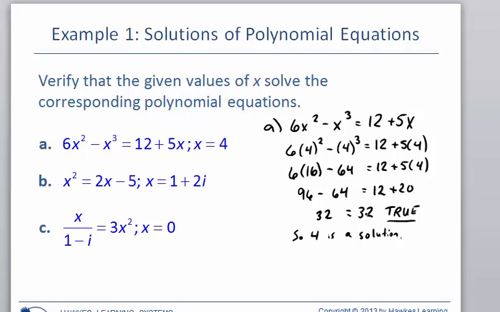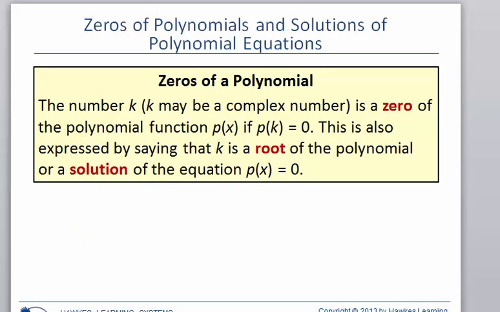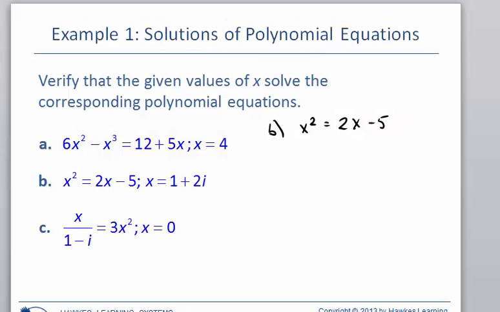Let's go ahead and look at part B of this same problem. For part B, we're given the polynomial equation x squared is equal to 2x minus 5. And we're trying to check and see whether 1 plus 2i is a solution to the equation. Remember that we said that our solutions may be complex numbers, which is what we're seeing in this example. So let's try this and see.